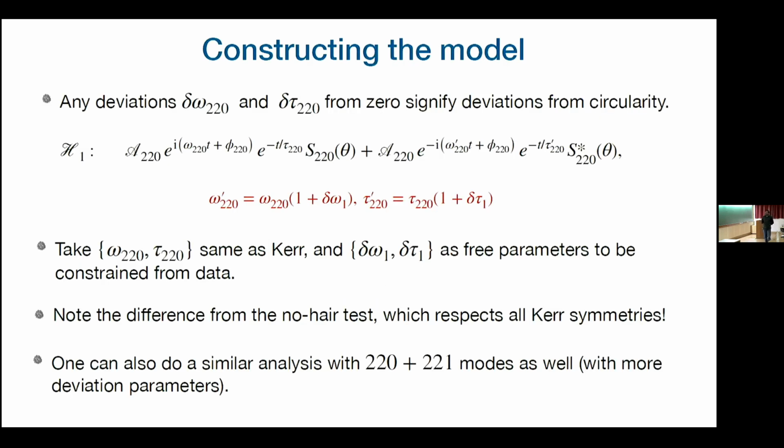So this is the new waveform that I will consider. Remember, in the Kerr waveform, you have the parameters omega 220 prime and tau 220 prime to be the same as Kerr, so the deviation parameters delta omega 1 and delta tau 1 are 0. But in this spacetime, there will be deviations because the degeneracy is no longer there. So our model is that we will consider omega 220 and tau 220 the same as the Kerr black hole, but we will consider delta omega 1 and delta tau 1 as two independent parameters to be constrained from observation.